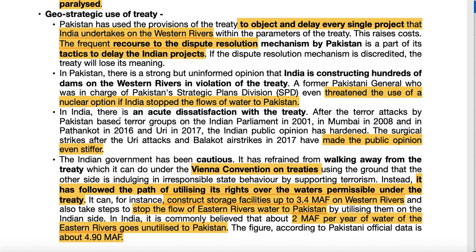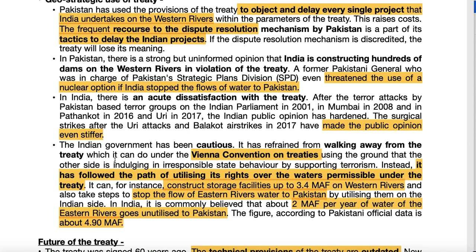And there are instances where our public opinion goes against the treaty, and there is an immense amount of pressure upon the government that we should exit this treaty, which India is well within its right to do, because the Vienna Convention on Treaties allows a party to exit from a treaty if the other party is being an irresponsible state.